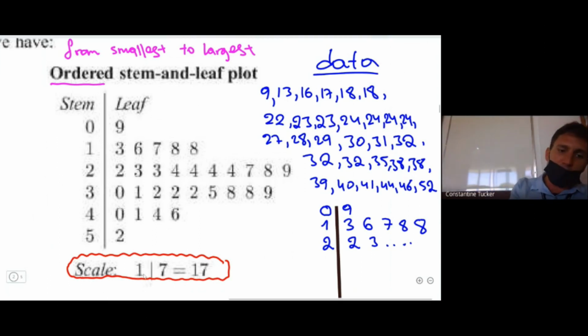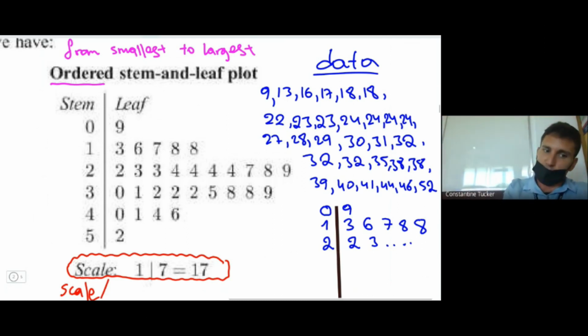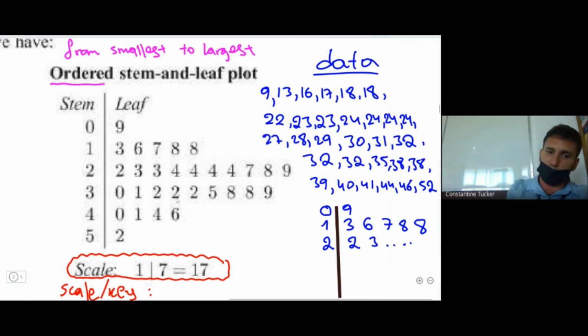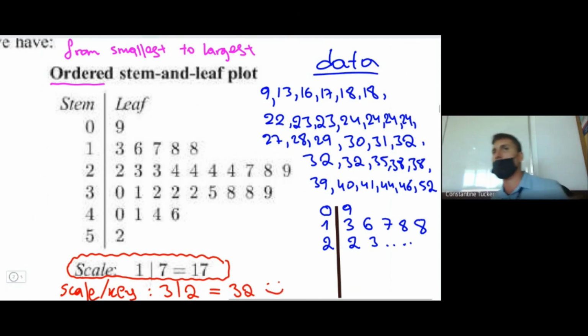So we say key or scale. You can write it on a scale or key and give them an example. Pick one of these ones and say, what does this mean? So 3 vertical line 2, for example. You could say 3 vertical line 2 means 32. And now you are done because the person reading this can decode the whole thing. They can decode the problem. So this would be the scale or key.